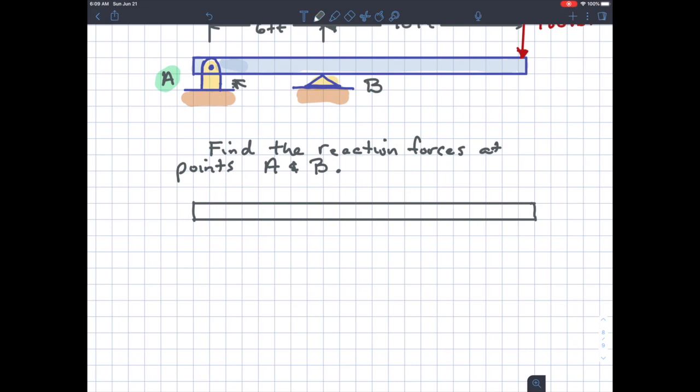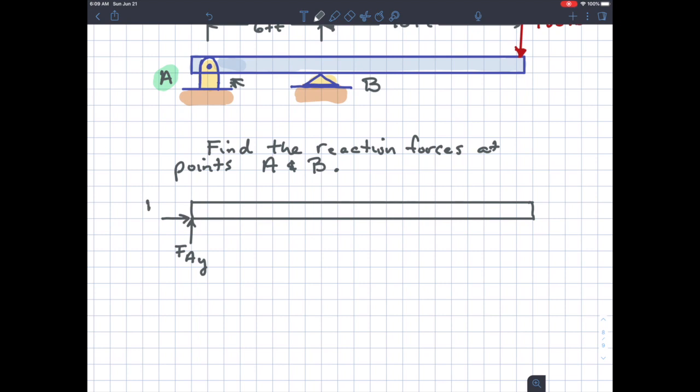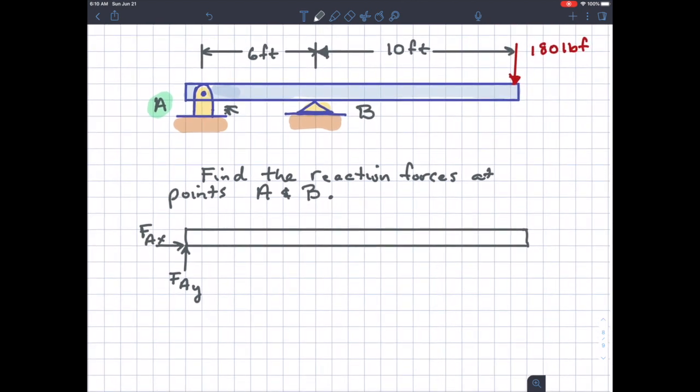Because it's connected with a pin, we have the force of A in the Y direction and in the X direction. B, on the other hand, is just a balancing point. You could think of it as equivalent to a roller, and so we're just going to see a vertical direction force at point B. And then we have the 180 pound force at the end of the beam.